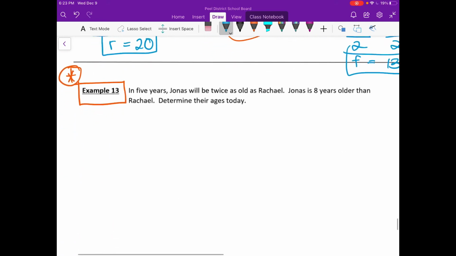Okay, so we have example 13, and it says, in 5 years, Jonas will be twice as old as Rachel. Jonas right now is 8 years older than Rachel, right? So I'm going to say this, and Jonas at any moment is 8 years older than Rachel. So I'm just going to put this into terms that we can understand. So I'm going to say let R equal Rachel's age right now. And that's important. It has to equal Rachel's age today, right? Because that's what we're looking for. And let J equal Jonas's age today.